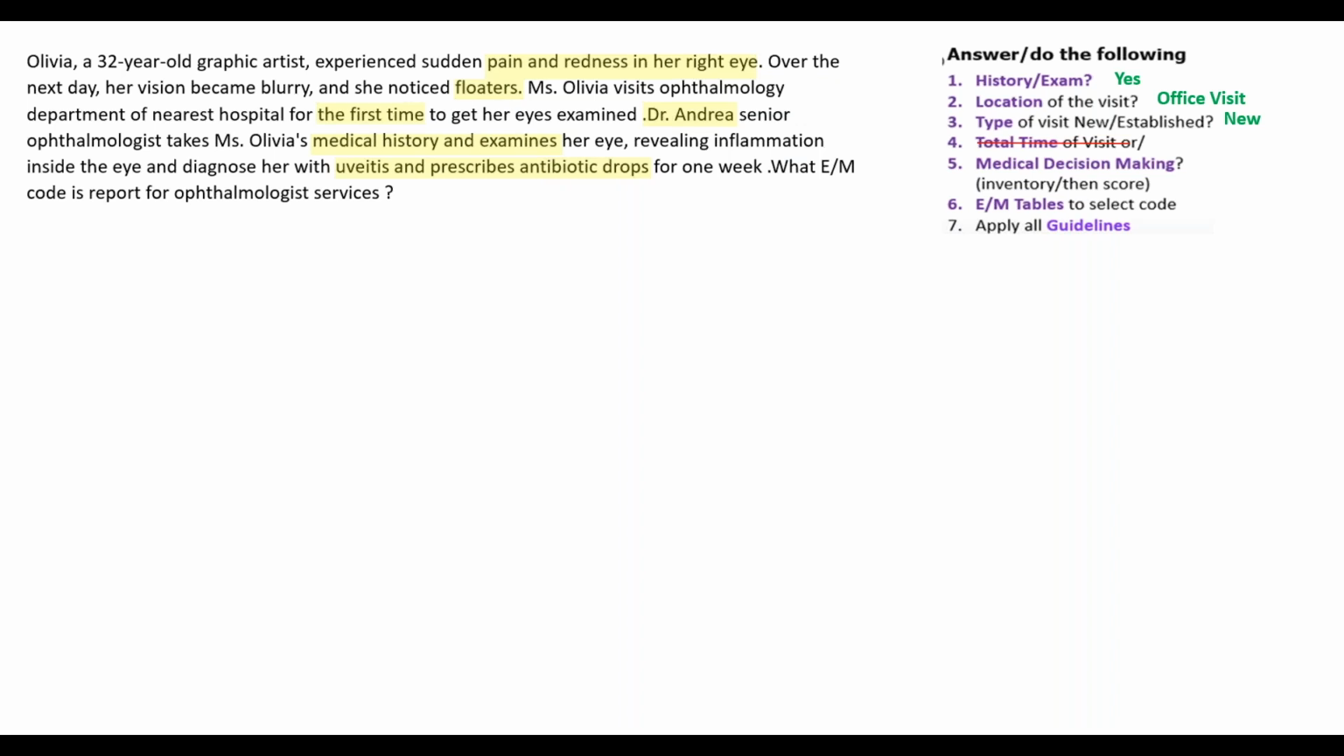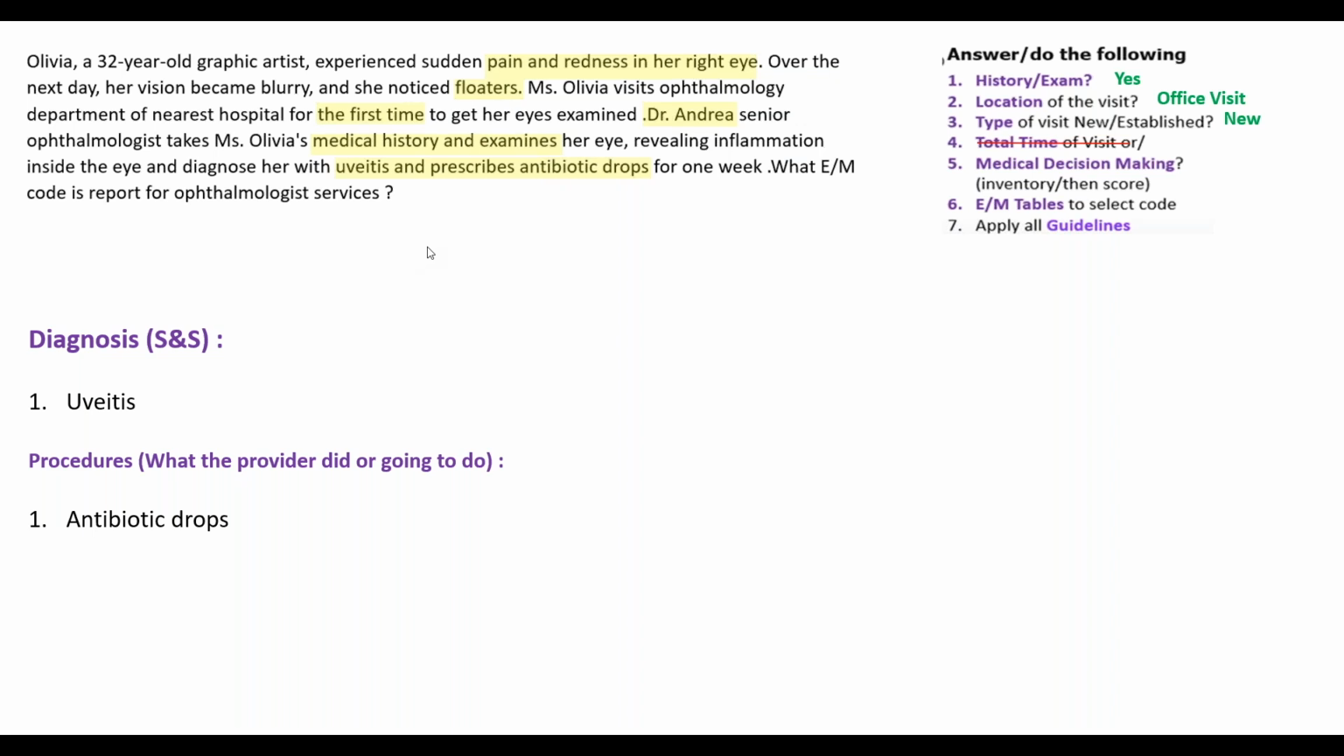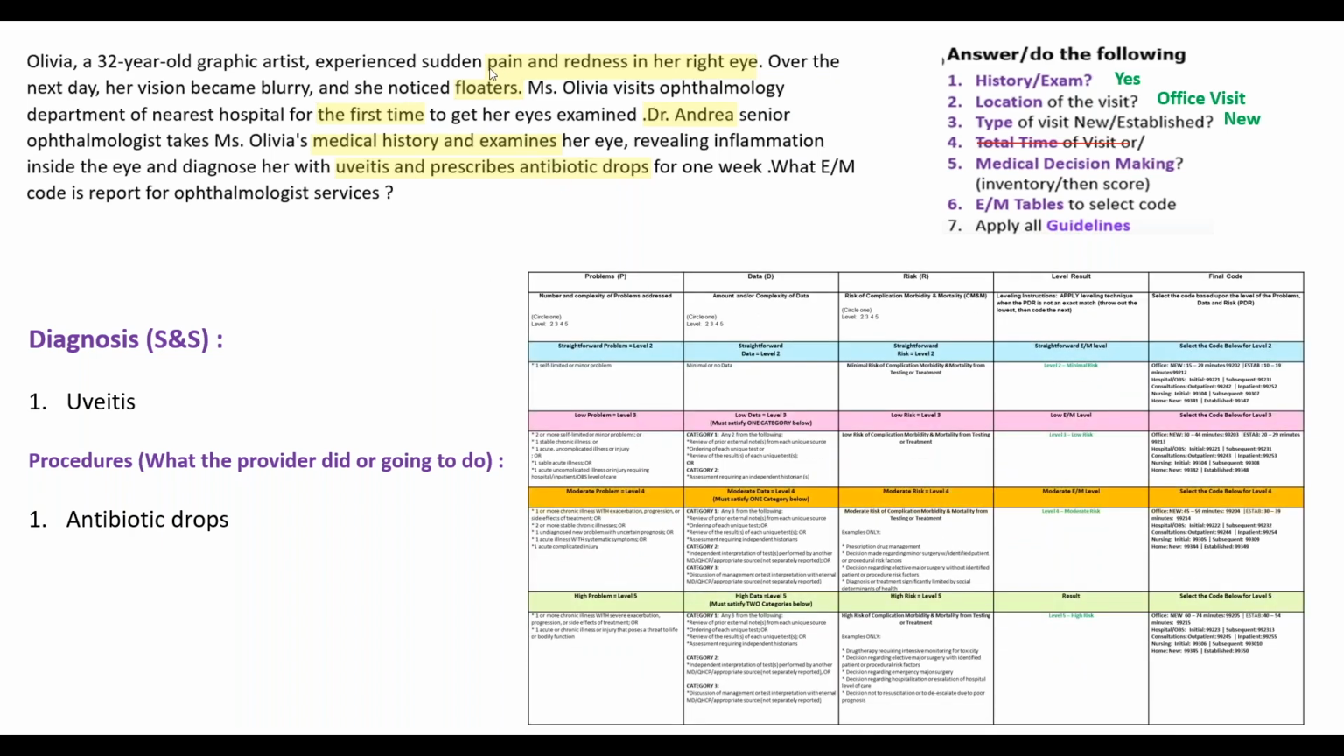We are moving on to step 5, which is medical decision making. We are going to inventory and score. So what do we have in our inventory? Diagnosis, we have uveitis. Procedure, it's just an antibiotic prescription which has been given to the patient along with an examination performed. So let's move on and start leveling. So how about the problem? Where does this condition, uveitis, fall in the problem column, coders?